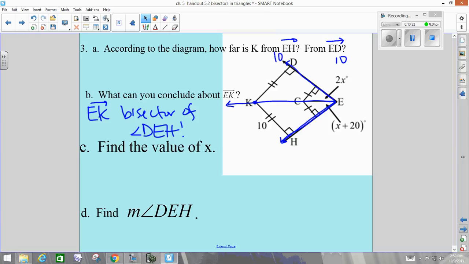Since K is on the inside of that angle, the interior of the angle, and it's equidistant to the sides of the angle, then it's sitting on the angle bisector. It's right in the middle. So it's got to be on the angle bisector. Well, since EK is now an angle bisector, that would mean angle CED is congruent to angle CEH. So for part C, how do we find the value of X? Anyone? Then do what? Set them equal to each other. 2x equals x plus 20.